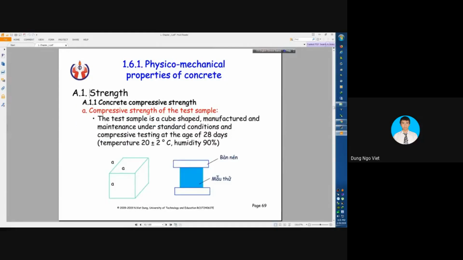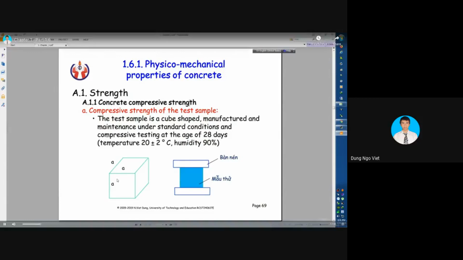First, we will study the strength. So what is the strength? The strength is the bearing load capacity of a material. So it depends on the stress test. We will divide into concrete compressive strength. The compressive strength of the test sample. Here we have the test sample. It's a cube.